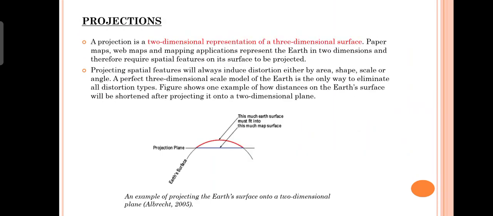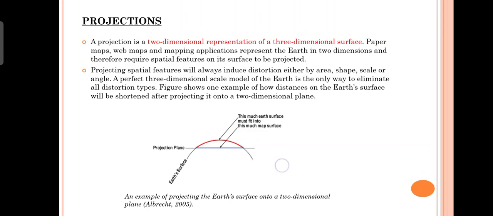Next, projection. A projection is a two-dimensional representation of a three-dimensional surface. Paper maps, web maps, and mapping applications represent the Earth in two dimensions and therefore require spatial features on its surface to be projected. Projecting spatial features will always induce distortion either by area, shape, scale, or angle. A perfect three-dimensional scale model of the Earth is the only way to eliminate all distortion types.